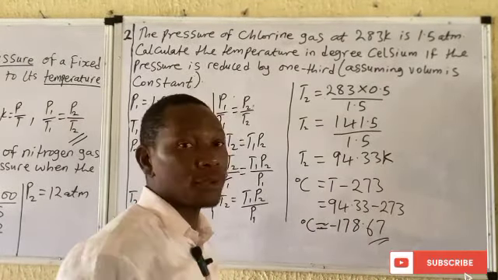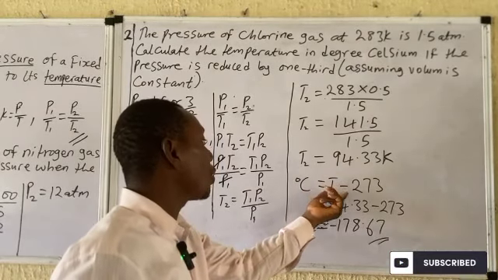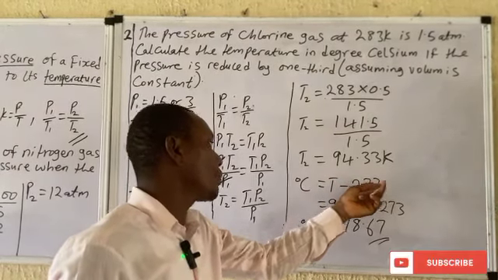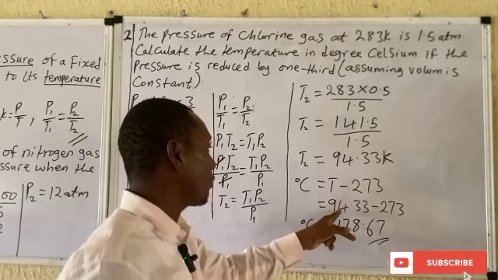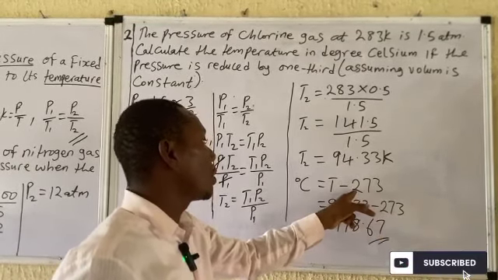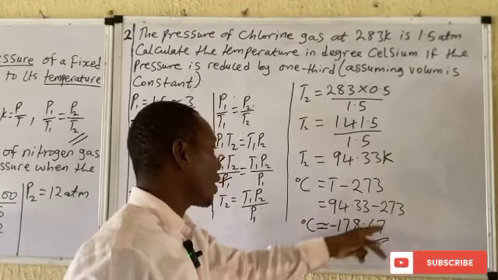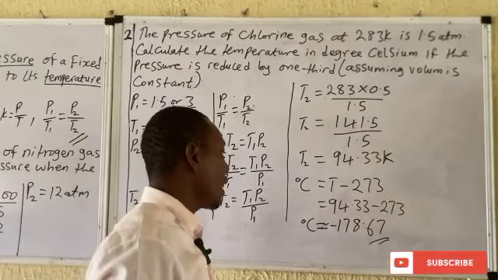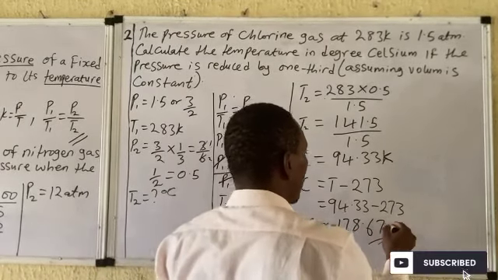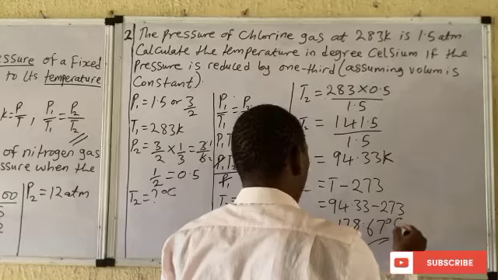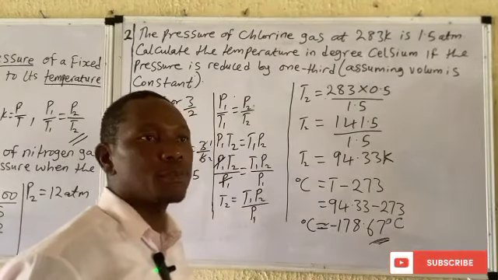So how do you calculate temperature in degrees Celsius? This is the formula. It's simply the temperature you got minus 270. So degrees Celsius is equal to T, which is the one here, 94.33 minus 270, which we have here. If you carry out the subtraction, you have this as your answer, minus 178.67 degrees Celsius. So this is your final answer. So it's a very simple question.